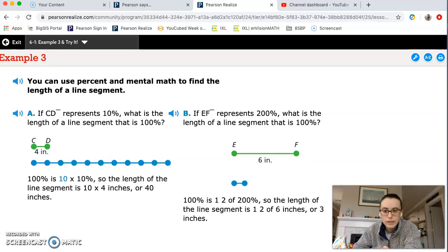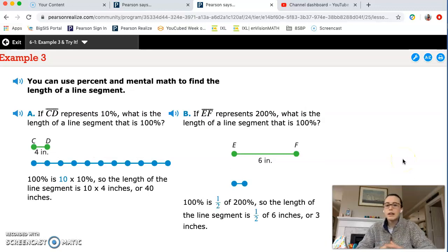Okay, let's flip over to our next part of the example. And I guess I should have said this earlier, but if you're looking at where it says capital C, capital D, and there's a line on top of both the letters, that means line segment. Okay, so if line segment CD represents 10%, what is the length of line segment that is 100%? So 4 inches, we said 4 times 10 is going to be 40 inches, or 3 feet and 4 inches.